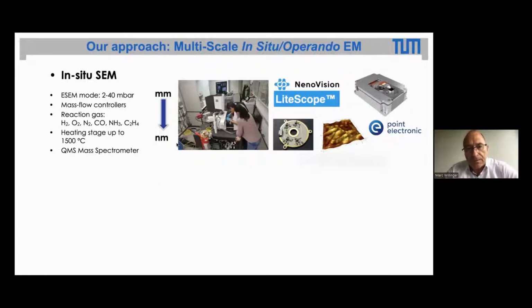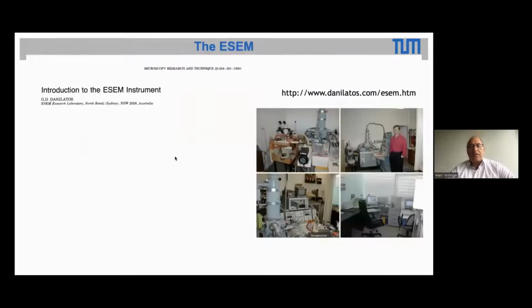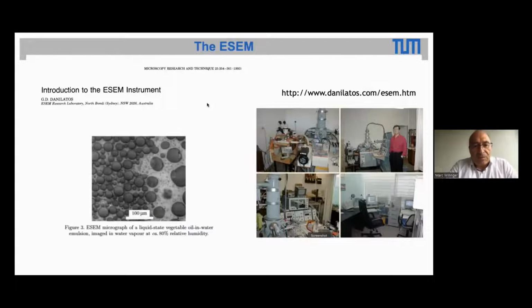And I start with a very general introduction about the history of environmental scanning electron microscopy. If you're interested in the history and the development, and in general in in-situ scanning electron microscopy, you should really search for Mr. Gary Danilatos, and he has a nice web page where you can read all of the history of in-situ scanning electron microscopy.